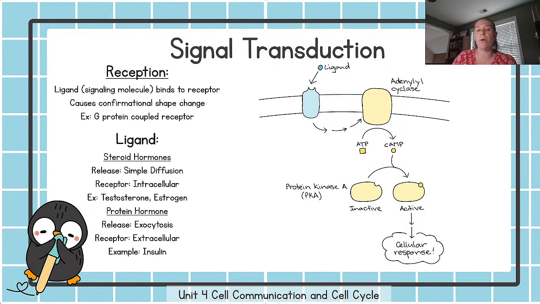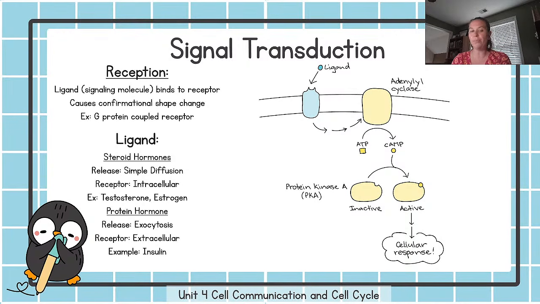For a protein hormone, this is going to be released by exocytosis. Proteins are made in the rough ER that then goes to the Golgi, that then goes to the plasma membrane. We've talked about exocytosis. And so that's how we will release these protein hormones. And so their receptor is going to have to be extracellular.